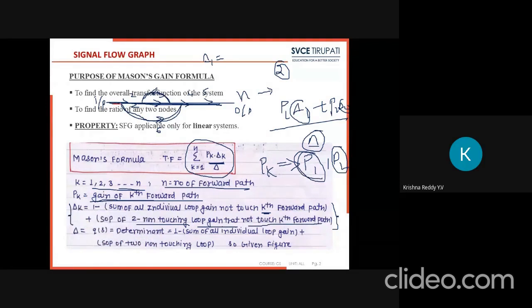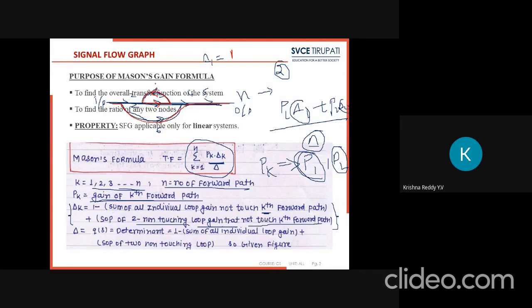This is forward path 2. This is forward path 1. When you are using forward path 2, this loop does not touch forward path 2. For forward path 1, delta 1 is equal to 1 because it touches this loop, and does not have any non-touching loop with respect to the forward path.